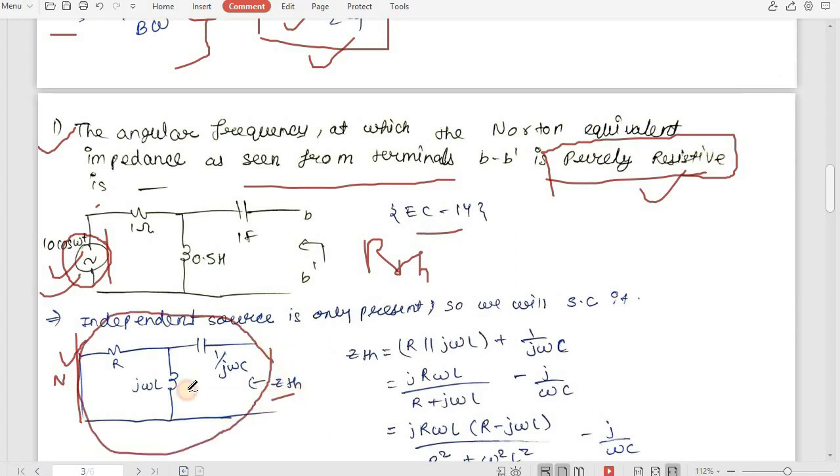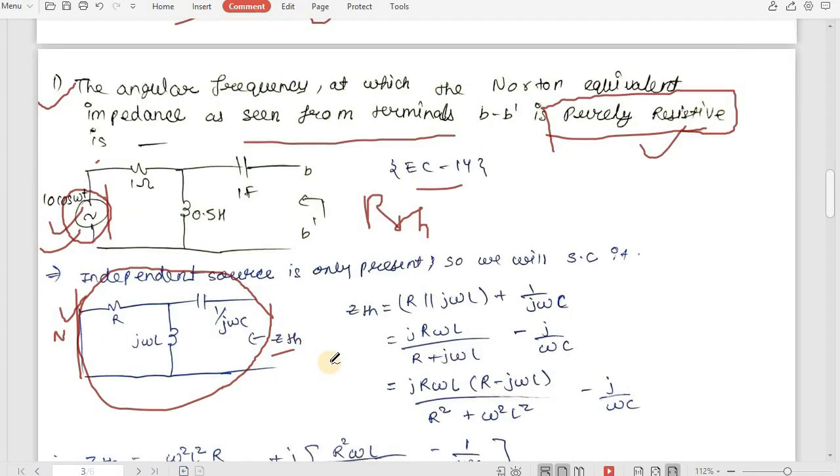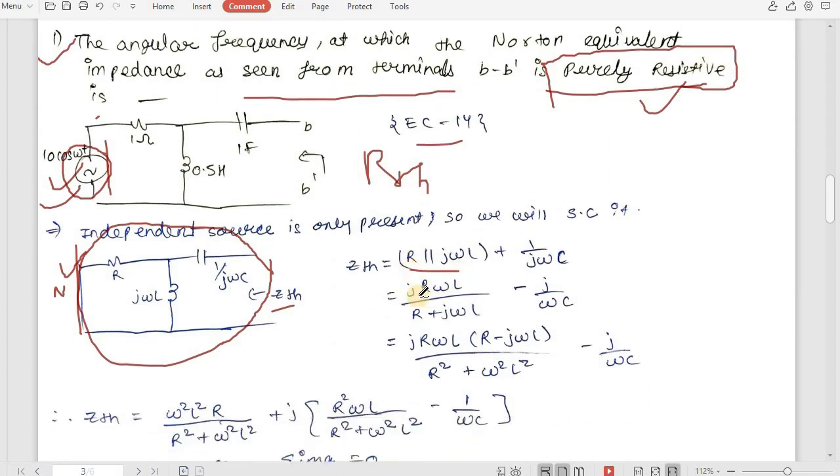Okay, so our ZTH will be R parallel with j omega L plus 1 upon j omega C. Now let's try to separate our real part and imaginary part. So if we solve this, it will be R into j omega L, so it will be j omega L R upon R plus j omega L, right? R plus j omega L, and this will be 1 upon j omega C. If we take j to numerator, it will be minus j upon omega C.